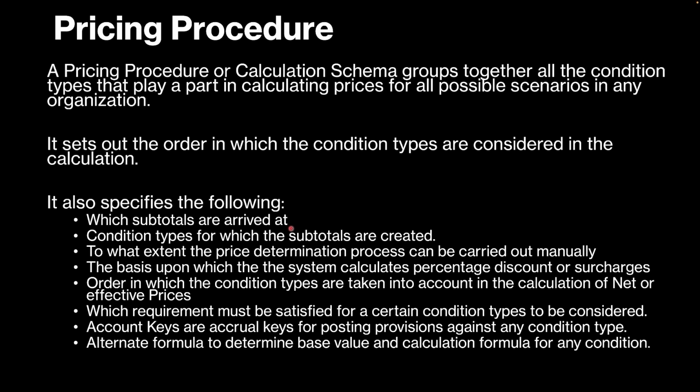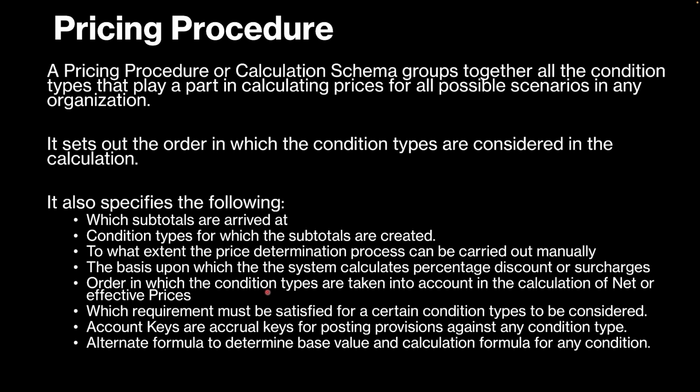As we saw earlier, we had three different types of subtotals, that is gross price, net price and effective price. Apart from these subtotals, you can also have other subtotals built up in the system against which you can do further calculations in the pricing procedure. Then it specifies for which condition types the subtotals are created, then to what extent the price determination process can be carried out manually. That is, whether that particular condition type is a manual condition type or the value of that condition type is to be derived automatically through a condition record. Then the basis upon which the system calculates percentage discounts or surcharges.